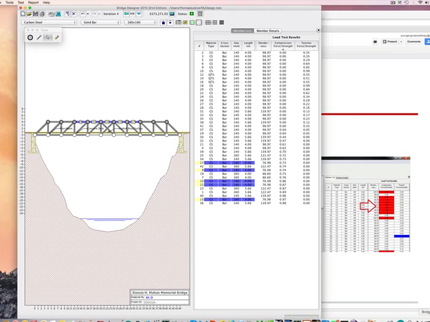If you get your bridge finished and it's working, see if there are pieces that you could make smaller that would still work.